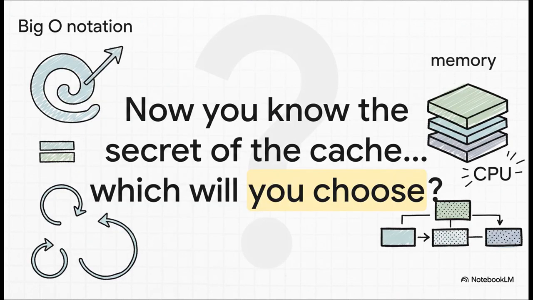So the next time you're about to choose a data structure, don't just think about big O notation. Think about the memory. Think about the cache. Think about how the hardware actually wants to work. Because understanding this secret is what separates the good programmers from the truly great ones.